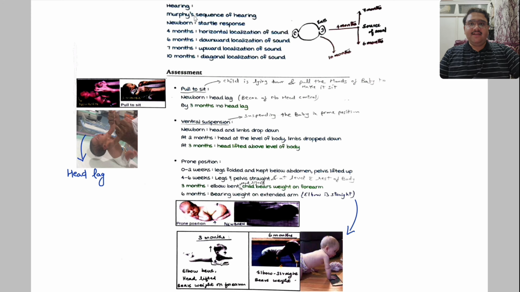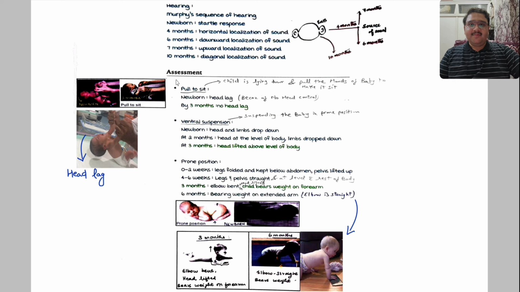Coming to the hearing, there is a Murphy sequence of hearing. In a newborn, there is a startle response. Then at 4 months, there is horizontal localization of sound. Then at 6 months, there is downward localization of sound. Then at 7 months, there is upward localization of sound. Then at 10 months, there is diagonal localization of sound.